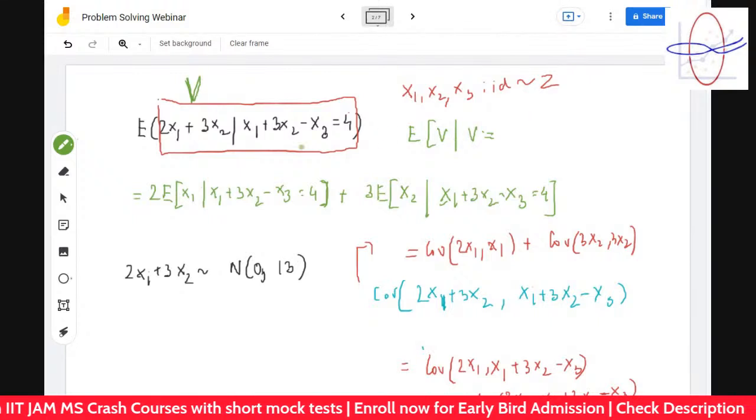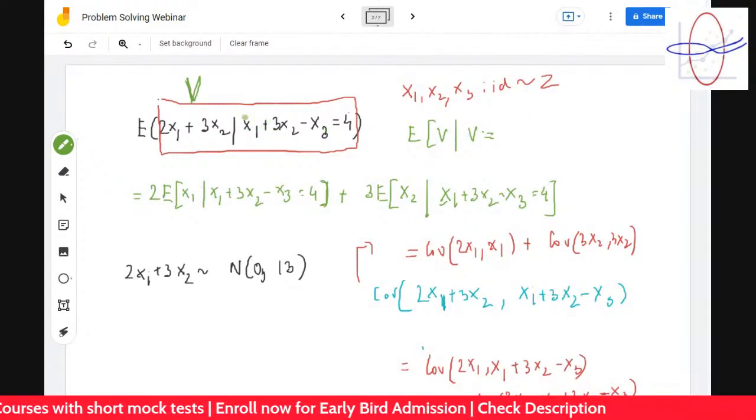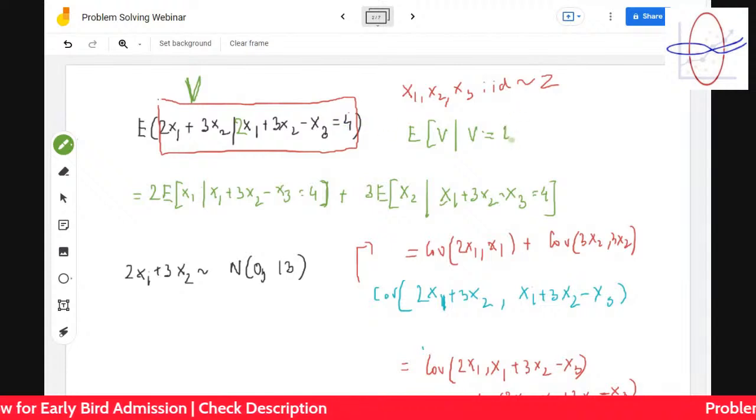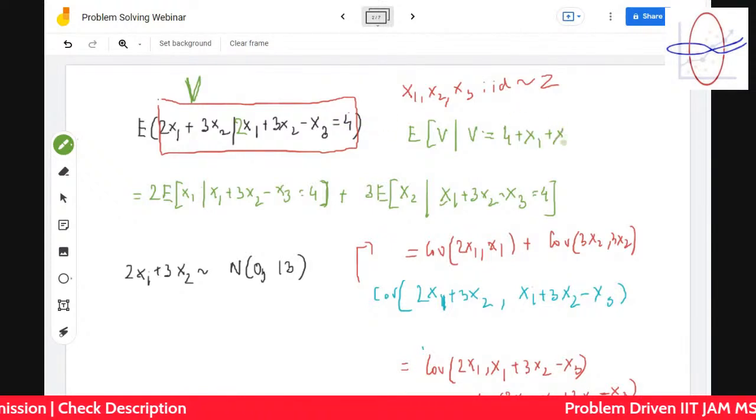So V is equal to, that means twice X2. So you have to add twice X2 over here, and this X3 will go and plus X1 will go. So it's equal to 4 plus X1 plus X3. This is the U part.